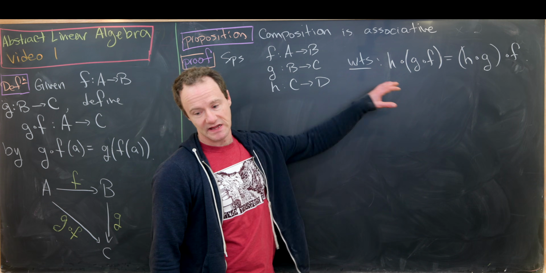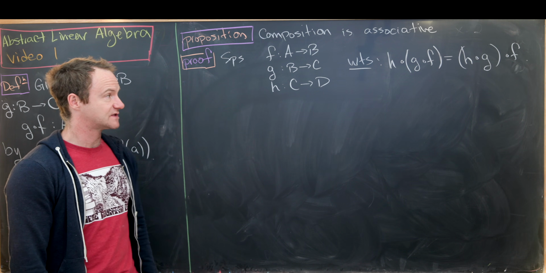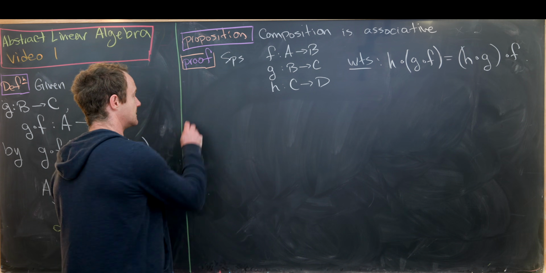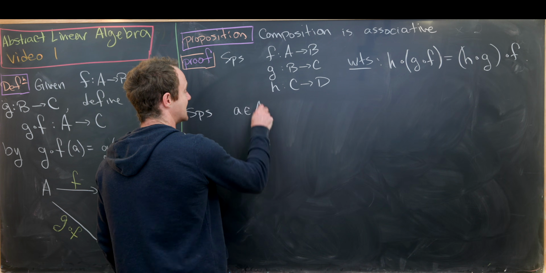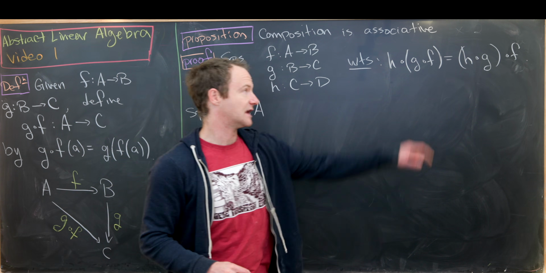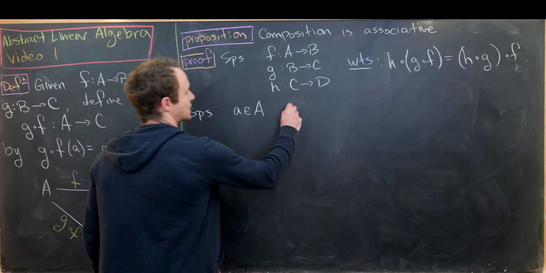But notice the left-hand side and the right-hand side are both functions, and functions are equal if they're equal at every point in their domain. So let's show that. Let's suppose that a is an element from A, and let's send a through the left-hand and the right-hand side of these compositions. Okay, so I'll just write it like this.